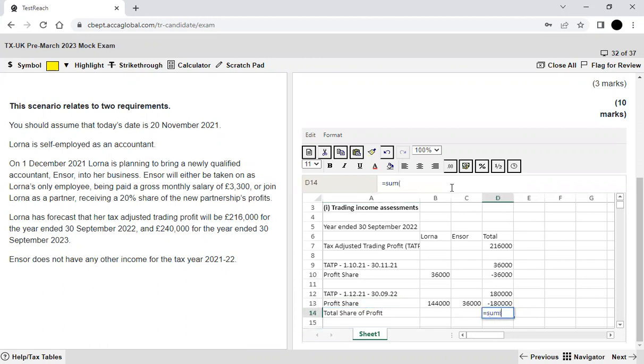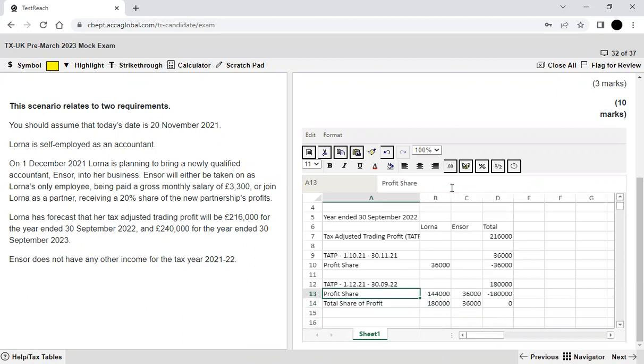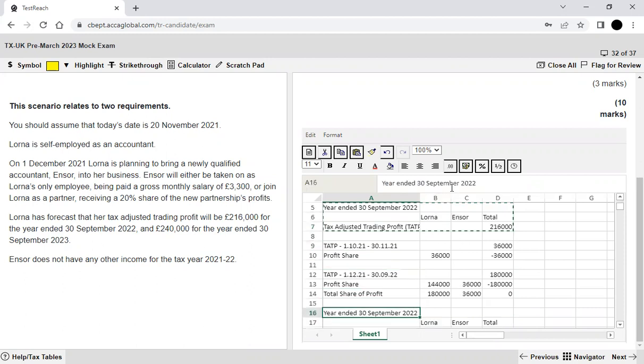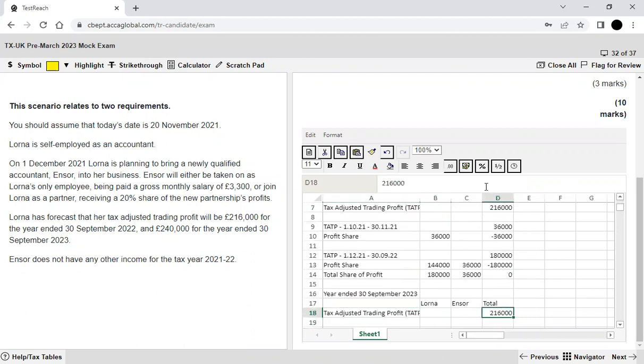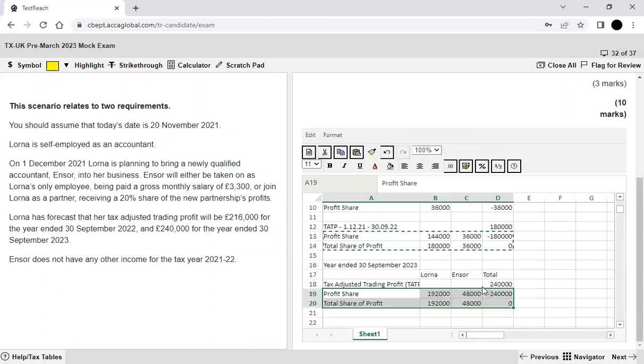The total share of profit amounts. This should be 0 as always. Then for the year ended 30th September 23, the tax adjusted trading profit amounts to 40,000. So the calculation piece is done.